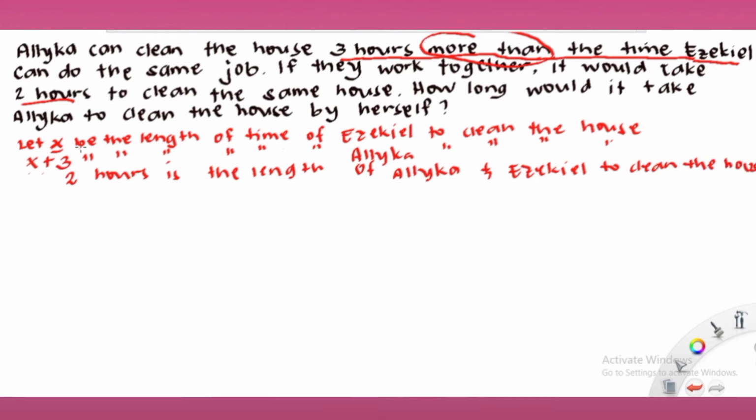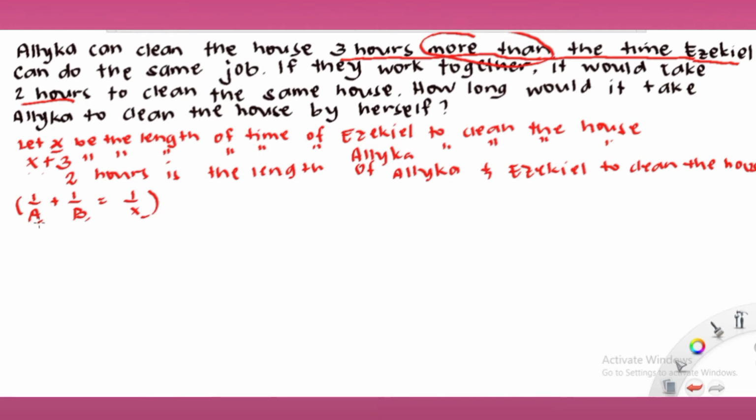2 hours yun. Okay? So, since this is a work problem, we will use the equation 1 over a plus 1 over b equals 1 over x. Ito daw yung equation na gagamitin natin, where a and b are the time working alone. So, time working alone, let a be yung kay Ezekiel, and then b yung kay Alaika. And then x is yung time they can work together.